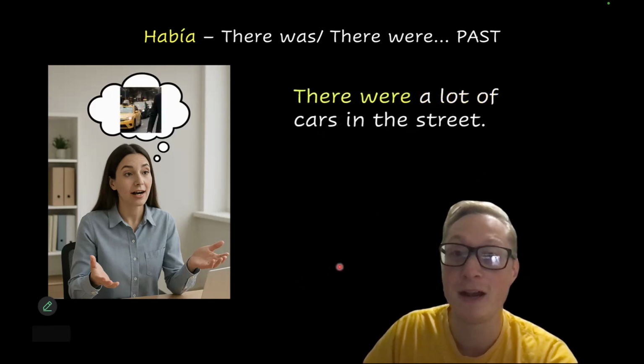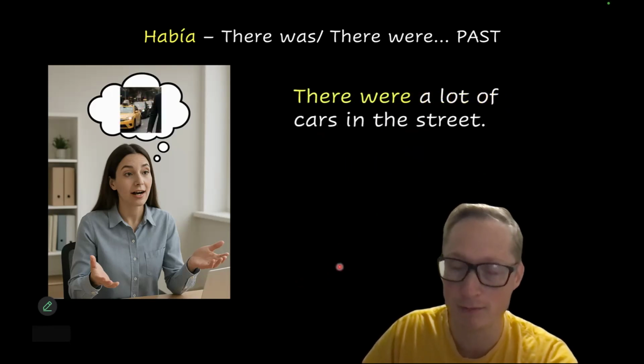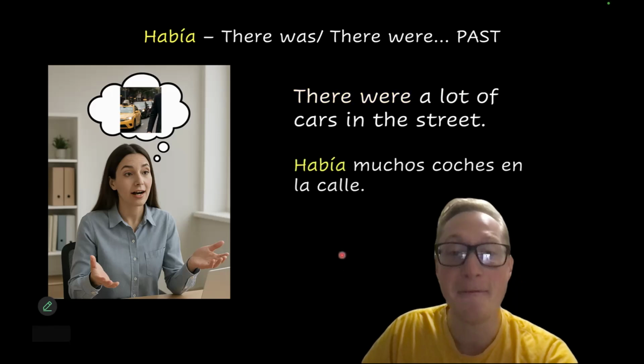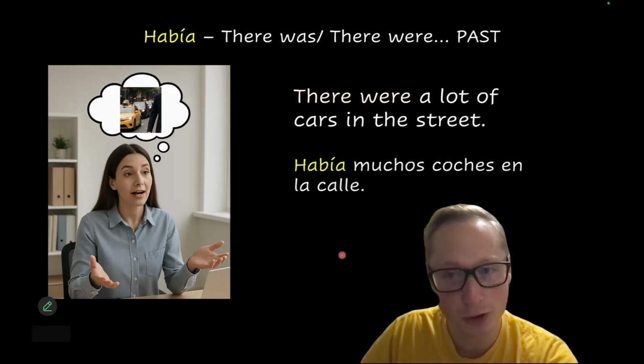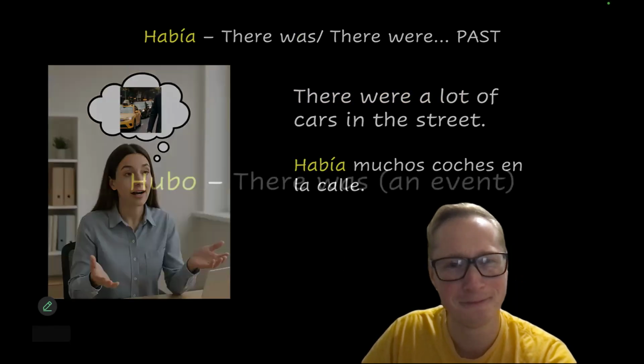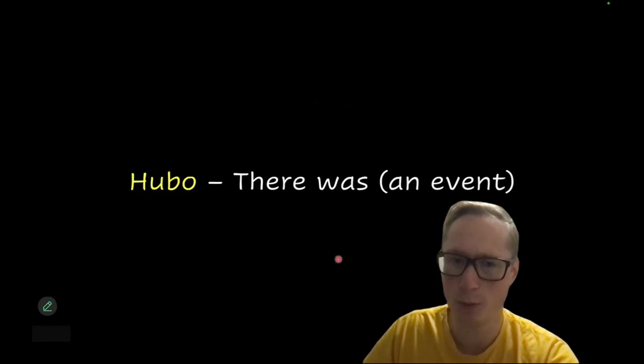What about there were a lot of cars in the street? Go ahead and pause. Think of a translation. Había muchos coches en la calle. There were a lot of cars in the street. Isn't that cool? Let's move on to hubo.